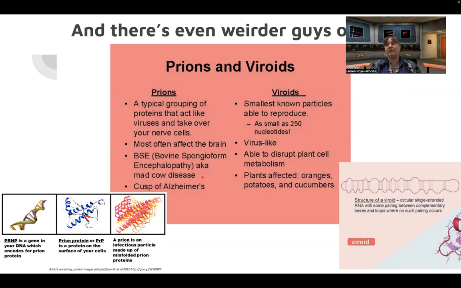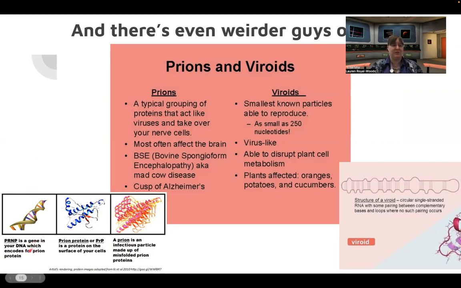If you remember, we found out that we were feeding cows to cows, and maybe we shouldn't have done that. And we made mad cow disease, which is bovine spongiform encephalopathy, aka mad cow disease. It was easier to say that. So basically, they act like a virus and take over your nerve cells. And unfortunately, you need your nerve cells to do things like thinking and moving and living and breathing and all that good stuff.